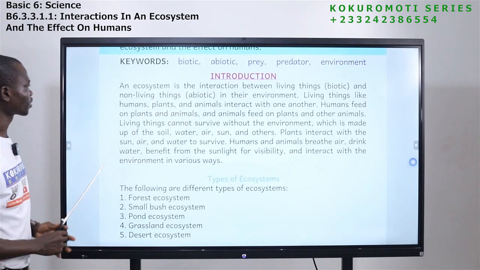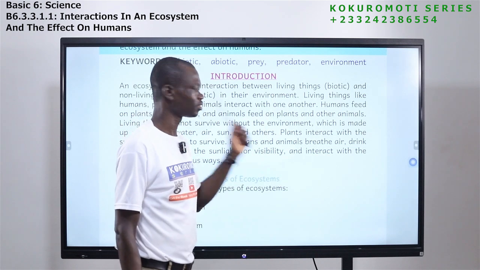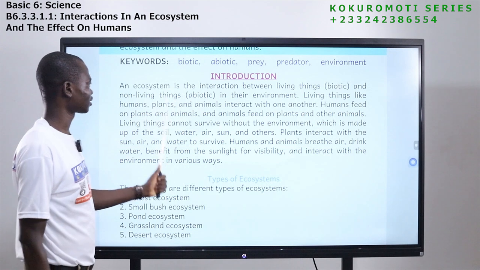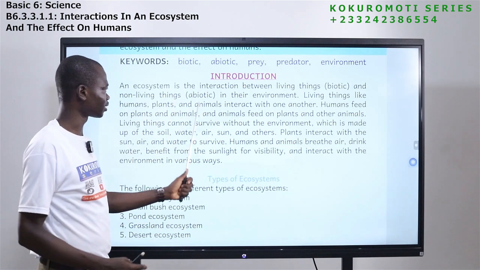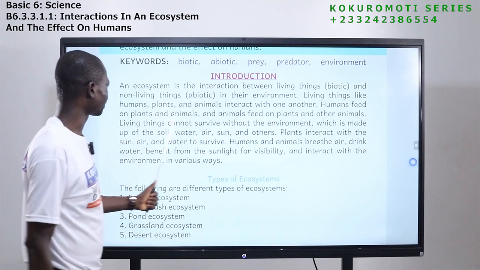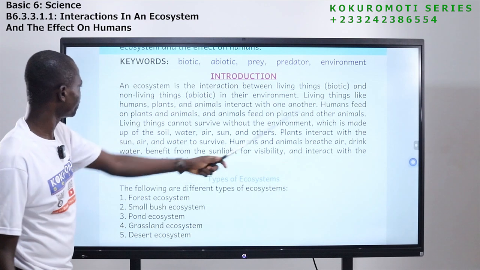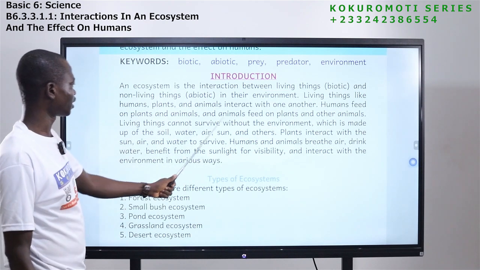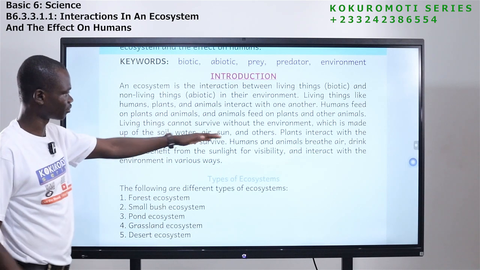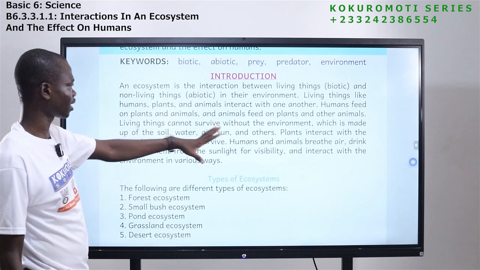Now let's continue. An ecosystem is the interaction between living things, which means biotic, and non-living things, which means abiotic, in an environment. Living things like humans, plants, and animals interact with one another. Humans feed on plants and animals, and animals feed on plants and other animals. Living things cannot survive without the environment, which is made up of the soil, water, air, sun, and others.